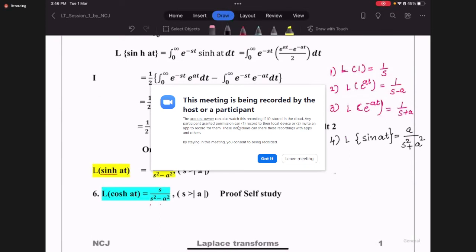Then Laplace of cos at is s upon s square plus a square. When it is cos, the numerator has s. The denominator is the same in both sin at and cos at. Understood? How to remember? Note the difference between these two formulas.